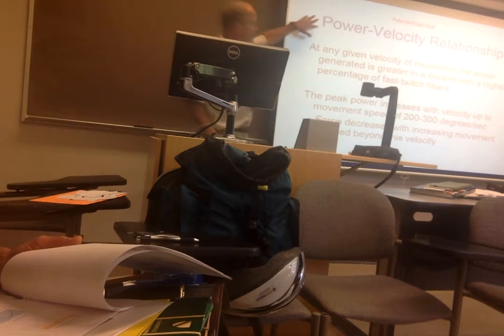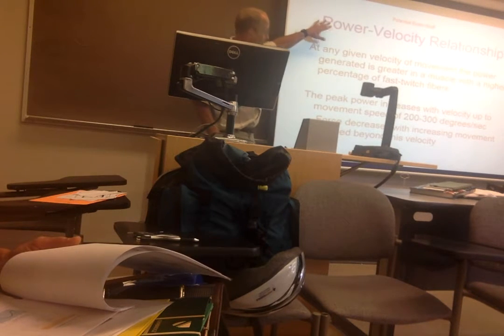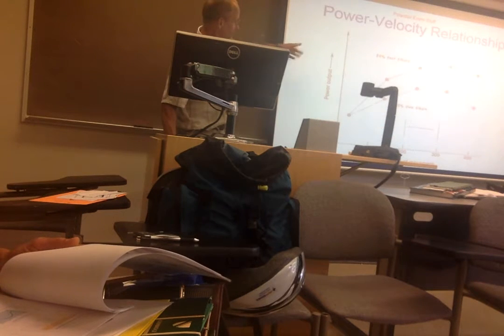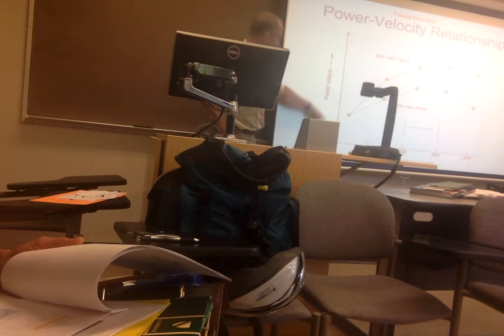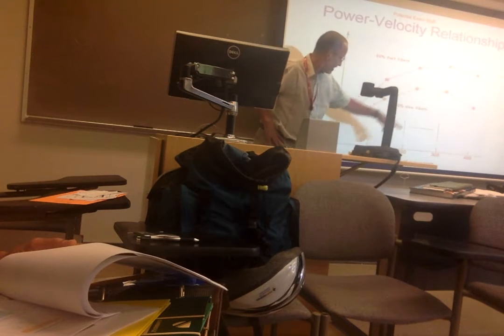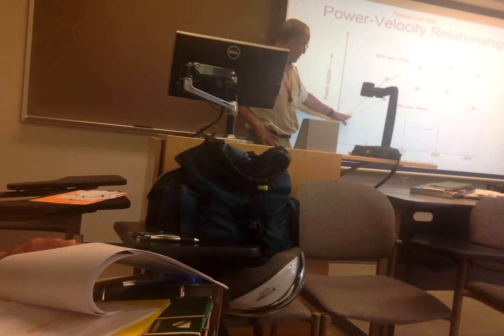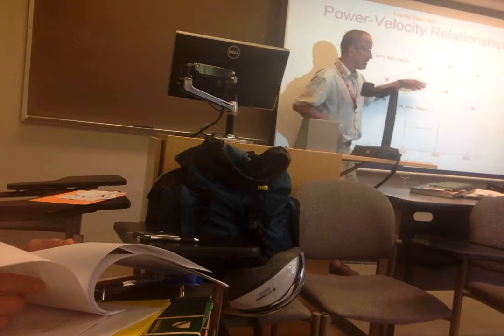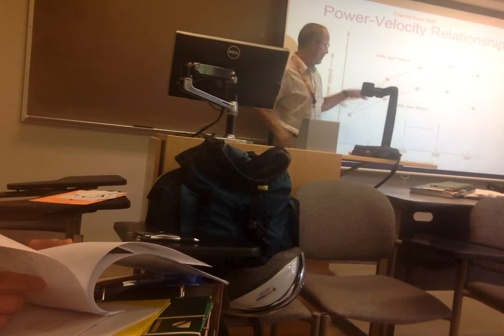So in athletics, we should be talking about the power-velocity relationship, and it says the same thing. It says fast twitch are better, and here's what it looks like. Here's my power, great power, low power. Here's my velocity, slow and fast. And you say, if I'm a slow twitch fiber, here's what it looks like. The faster I go, the more power I can develop.